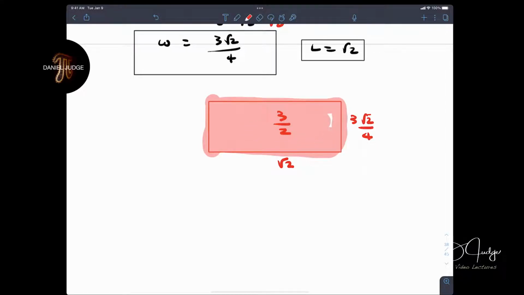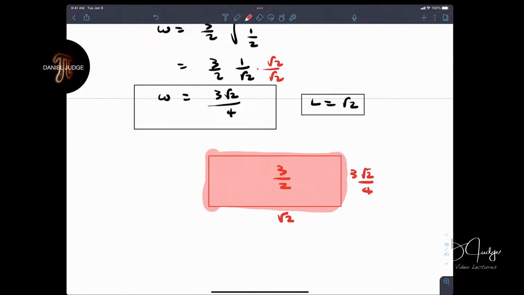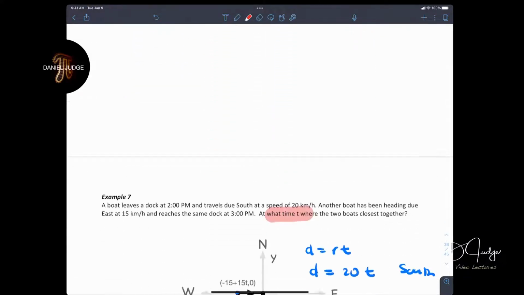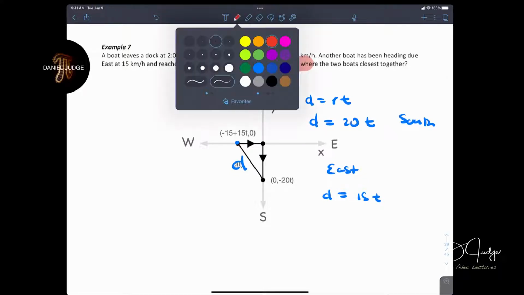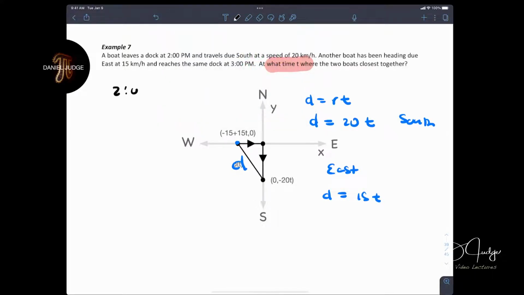This is the one I promised you guys. The second one I promised you guys is this boat dock question, that a boat leaves the dock at 2 p.m. So, all right. You got a boat leaving the dock and it's traveling south at a rate of 20 kilometers per hour. Right? So I started to set this stuff up.